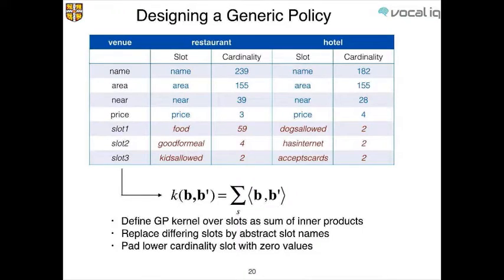So for GP, you need to define a kernel function. And the kernel just tells you, for any two belief points, effectively how similar they are. We use a very simple inner product for our kernel function. And then we construct a kernel for the whole belief state by just summing up inner products over the beliefs for each individual slot. And since these slots have different sizes, it's very crude, we just pad out the lower cardinality slots with zeros. So we just add zeros to, for example, has internet, so that it's got the same cardinality as the other slots. So it's a very simple experiment.